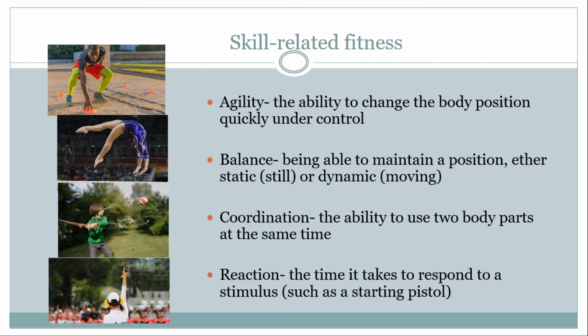Next one is balance. Balance is being able to maintain the position, either static or dynamic. Static means staying still, dynamic means while moving. Next one is coordination. Coordination is the ability to use 2 body parts at the same time. Next one is reaction time. The time it takes to respond to a stimulus, such as a starting pistol.